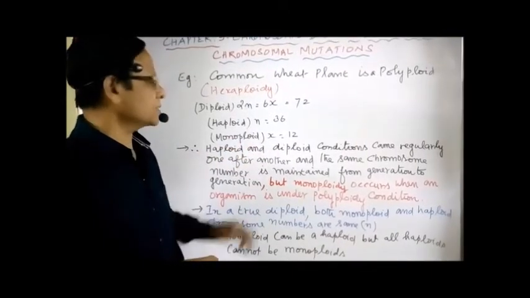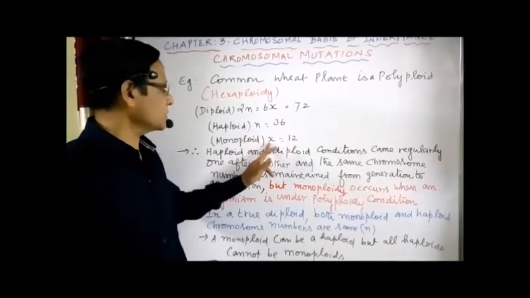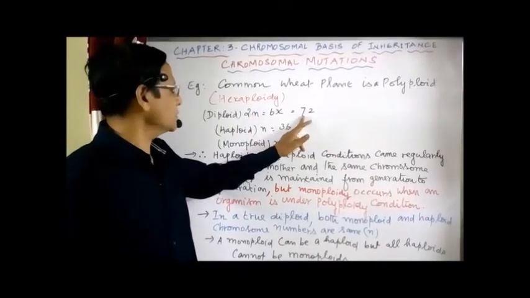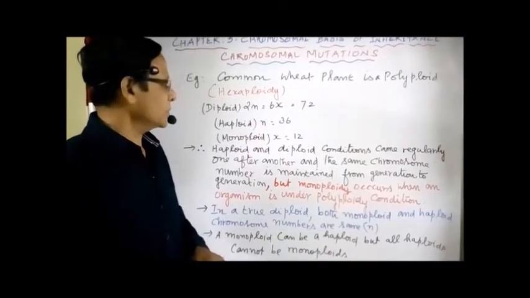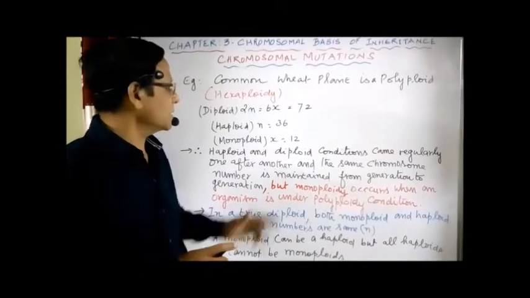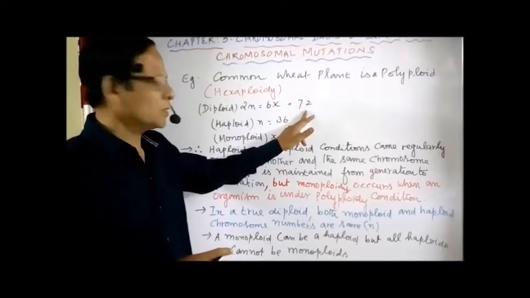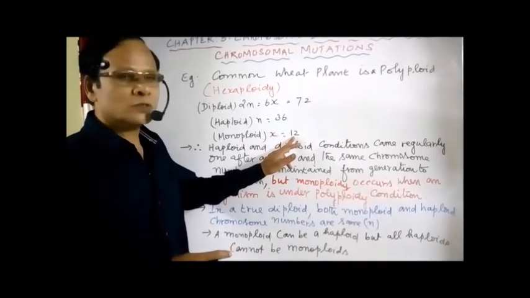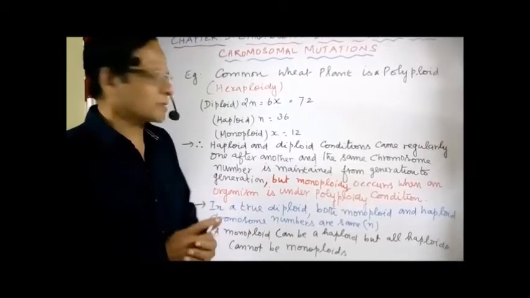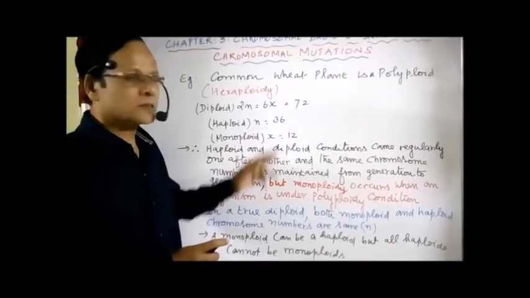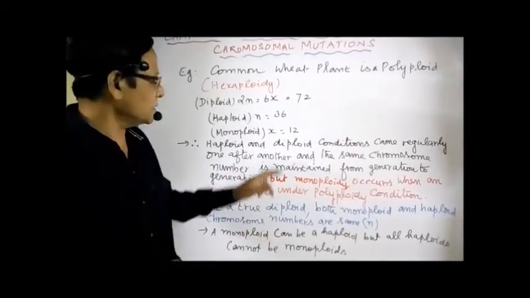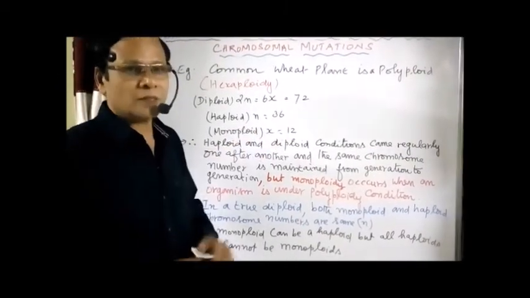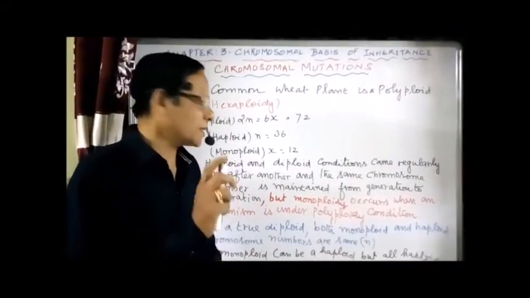But if you are taking the monoploid condition, that is x, then 6x is equal to 72, so x is equal to 12. This is not the haploid. The haploid condition is 36, half of the diploid 72. But with reference to the somatic cells, as we have 6 sets of chromosomes in the somatic cell, one set is equal to 12, and that is the monoploid condition. So this 12 refers to the number of chromosomes in a somatic cell, while the haploid set, 36, refers to the number of chromosomes in a gamete. That is the difference between monoploid and haploid.